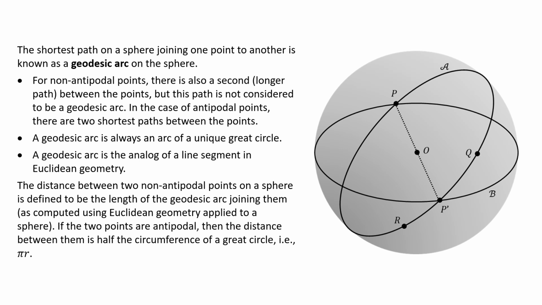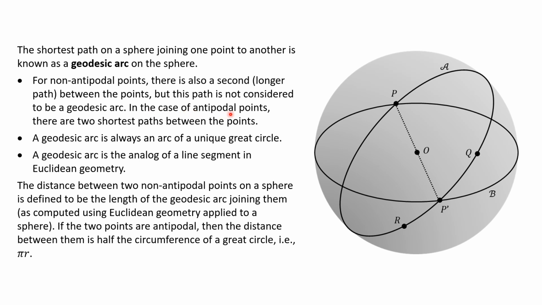The shortest path on a sphere joining one point to another is called a geodesic arc. So for example, R and Q are joined by this arc here going through P prime. That's known as a geodesic arc. For non-antipodal points, there's also a second, longer path. In other words, that would be the path going from Q to P and then around R. But this path is not considered to be a geodesic arc.